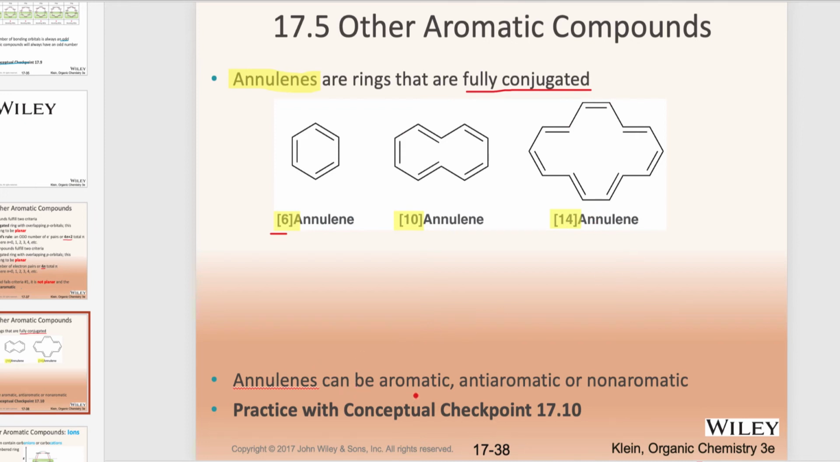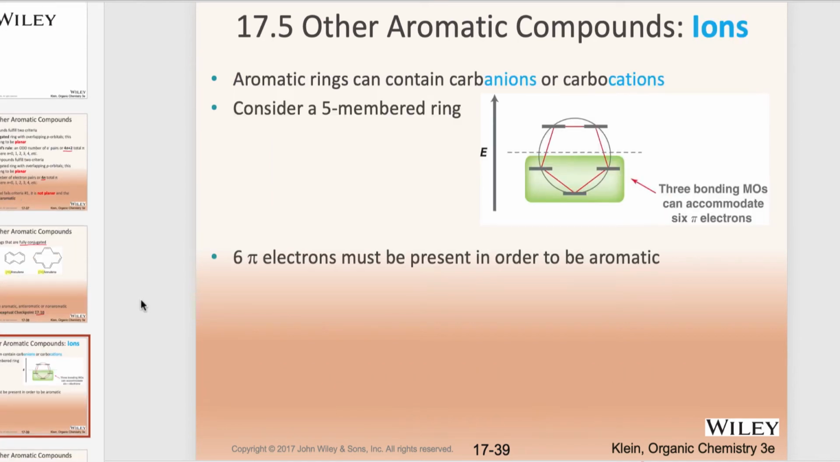Annulenes can be aromatic, anti-aromatic, and non-aromatic. And I encourage you to practice this with checkpoint 17.10. Remember that in order for something to be aromatic, it has to be planar. Are all of these structures planar? You may even want to build a model to see firsthand what is going on in the structure.